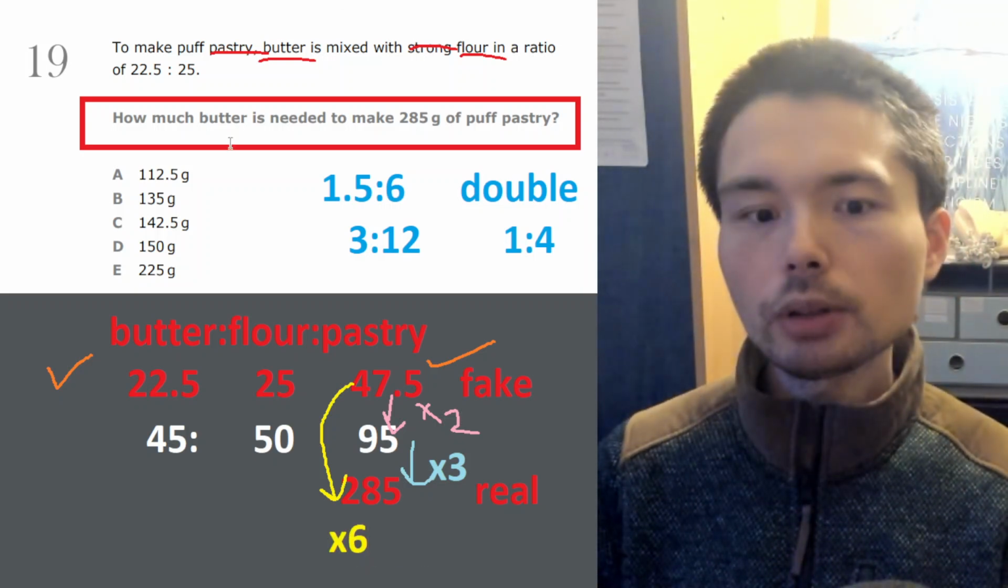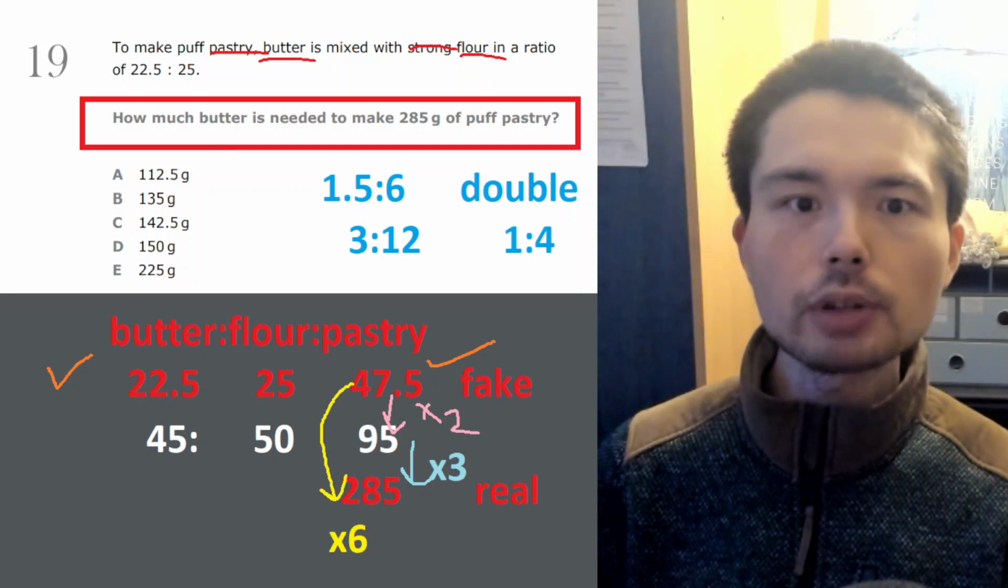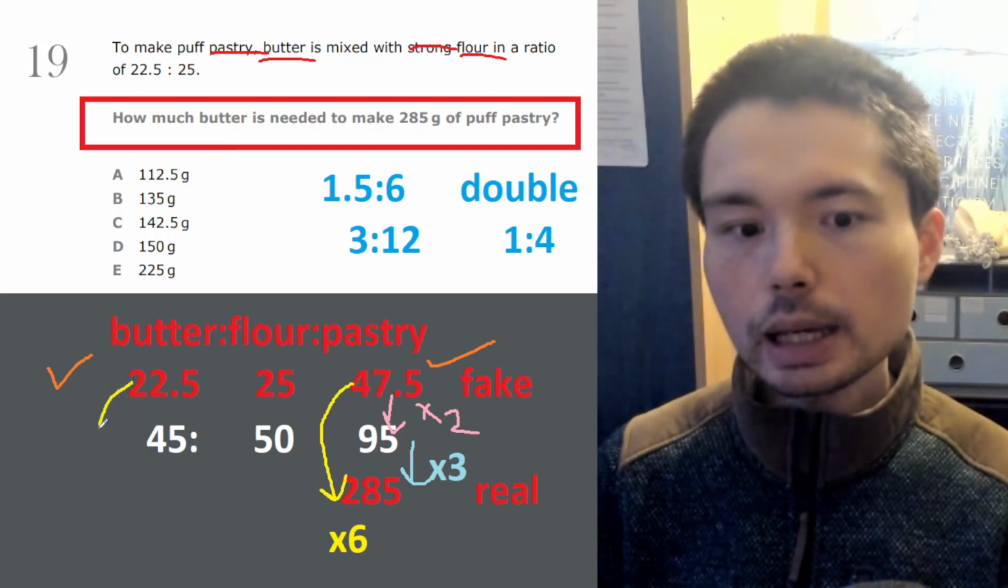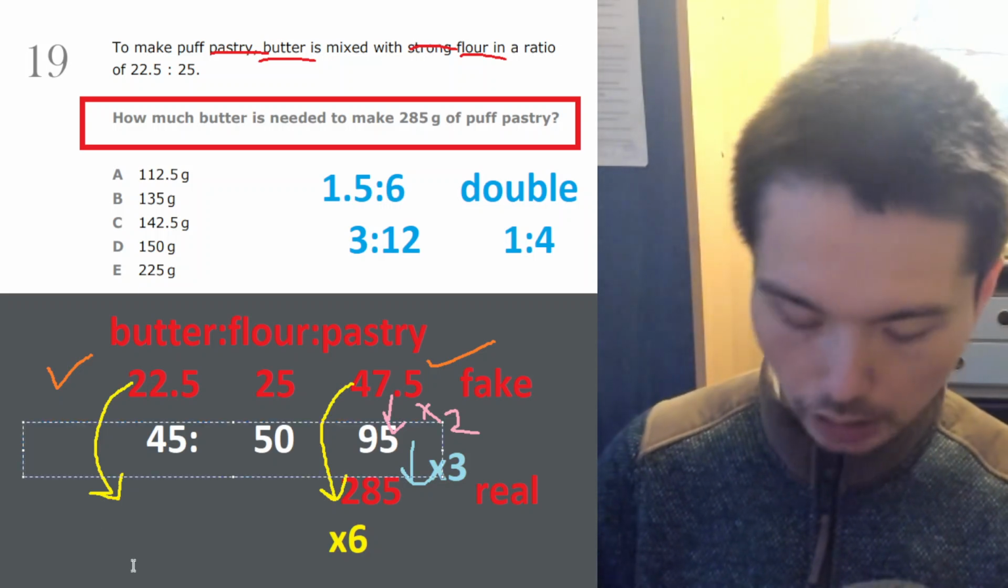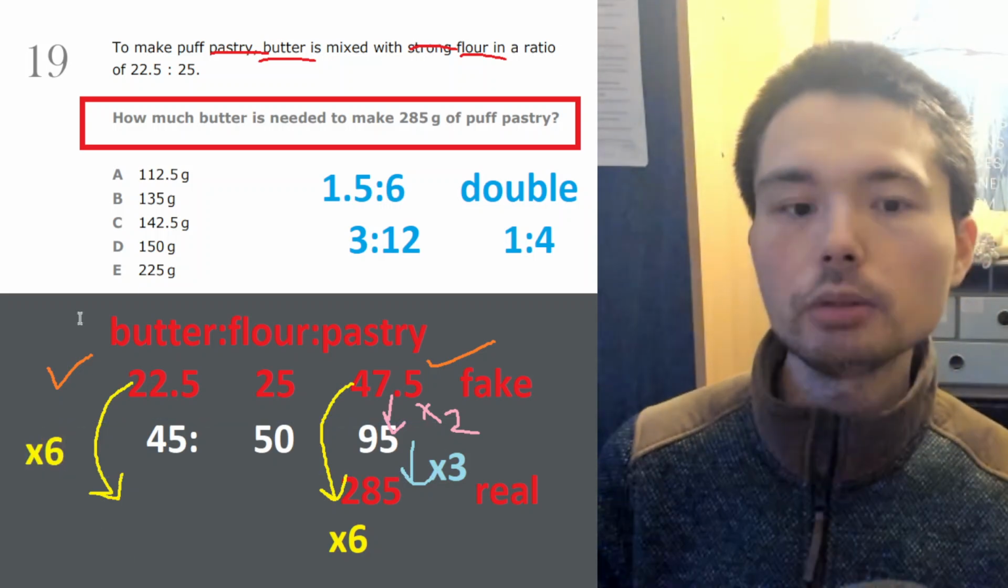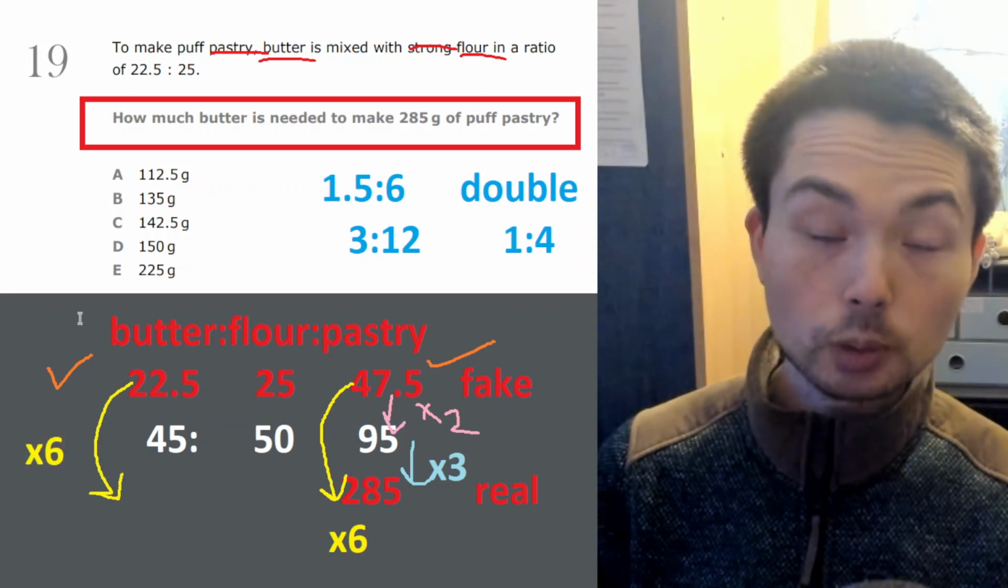We just care about the butter. We can also work out the flour as well. You need to go here. 22.5 times 6. I'll give you guys 5 seconds. You can pause the video now, do it yourself. What is it?